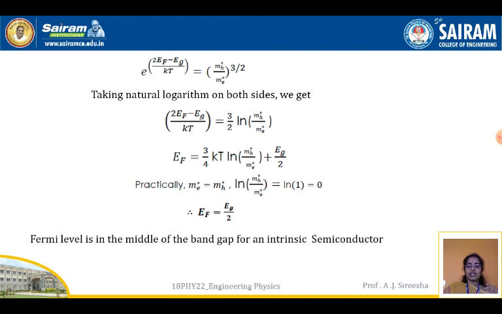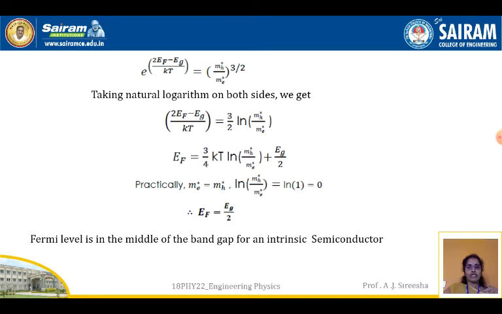Now rearranging the terms, e^((2Ef − Eg)/kT) = (m_h*/m_e*)^(3/2). Taking natural log on both sides, the exponent comes down, and we get 3/2 ln(m_h*/m_e*). Rearranging the terms by cross multiplying, Ef = (3/4) kT ln(m_h*/m_e*) + Eg/2. This equation has come from the above equation.